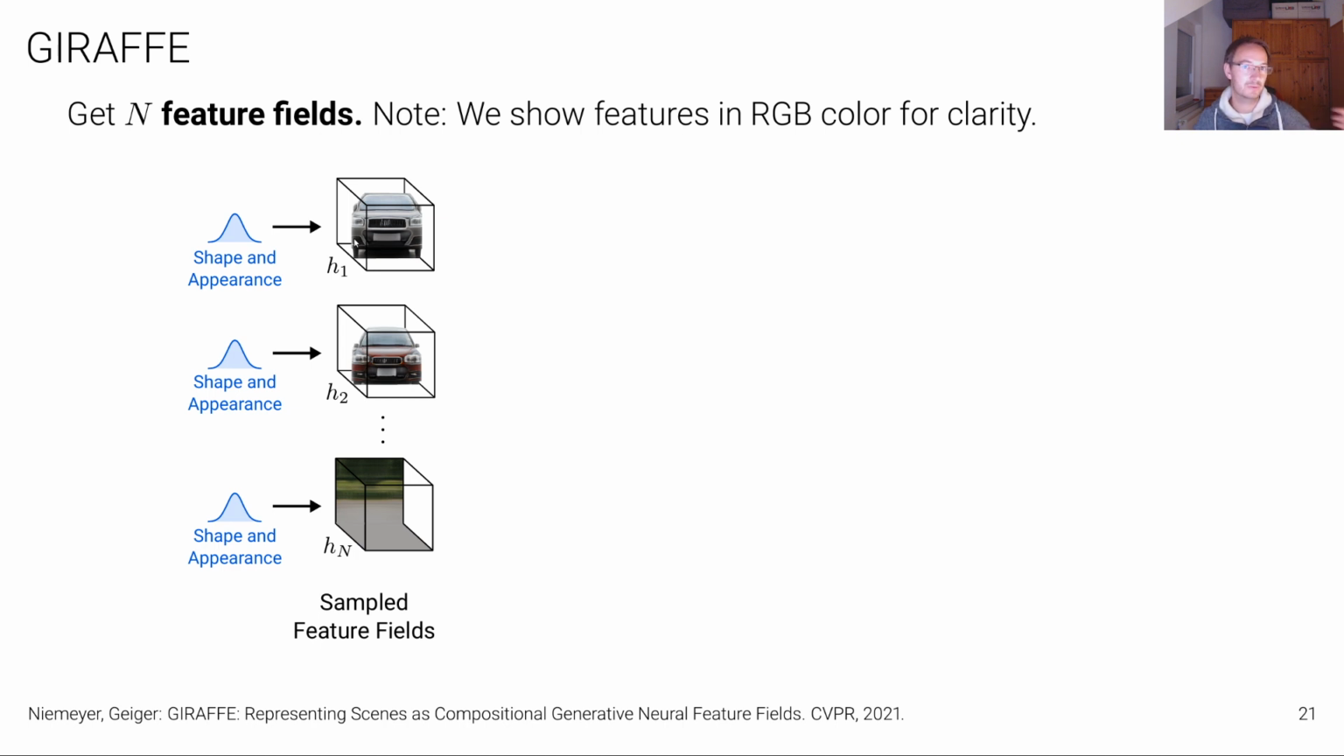Note that here we show features in RGB color for clarity, but what we do instead, and what's different from GRAF before, is that we don't sample the color and the density, but we sample features and densities. And the advantage of doing that is, if we project these features into the image domain, we can render smaller images, which is faster because this radiance field volumetric rendering step is the slow component of the algorithm. So we can make that much faster by rendering just very small images and then applying a 2D decoder that upsamples these small images to full image resolution.